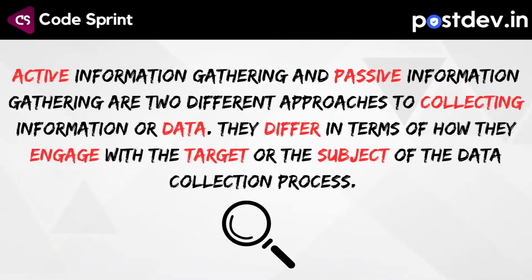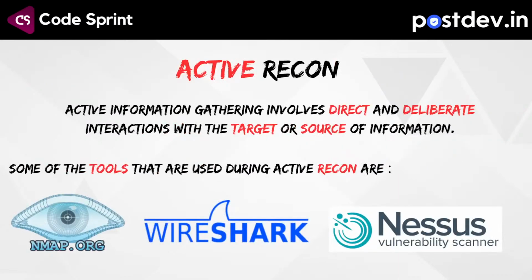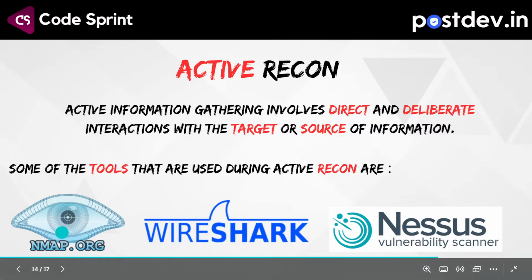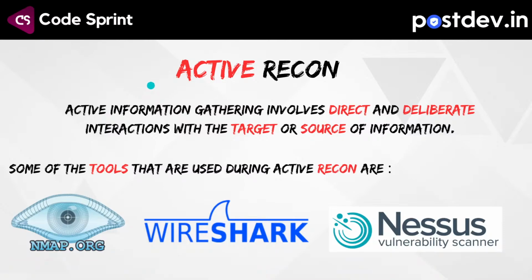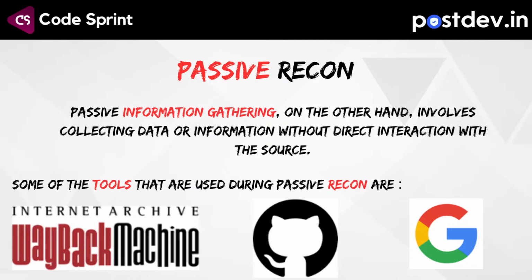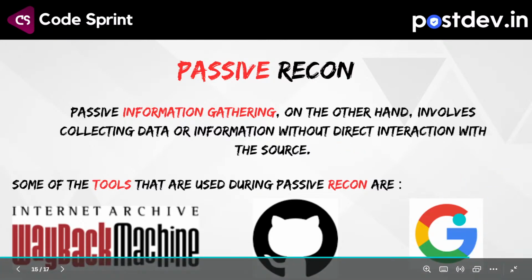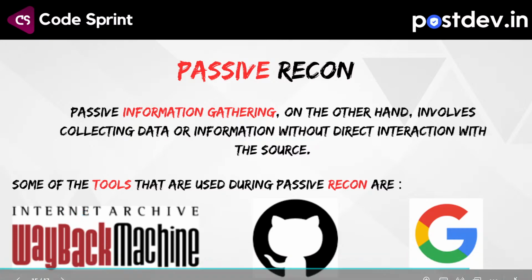And active and passive information gathering. Active recon: active information gathering involves direct and deliberate interactions with the target or source of information. These are the tools that we use: Nmap, Wireshark, Nessus, etc. During active reconnaissance, we are actively involved with the target. And passive information gathering, this is where we use search engines like Google or the Wayback Machine. I'll show you guys what the Wayback Machine is right now.